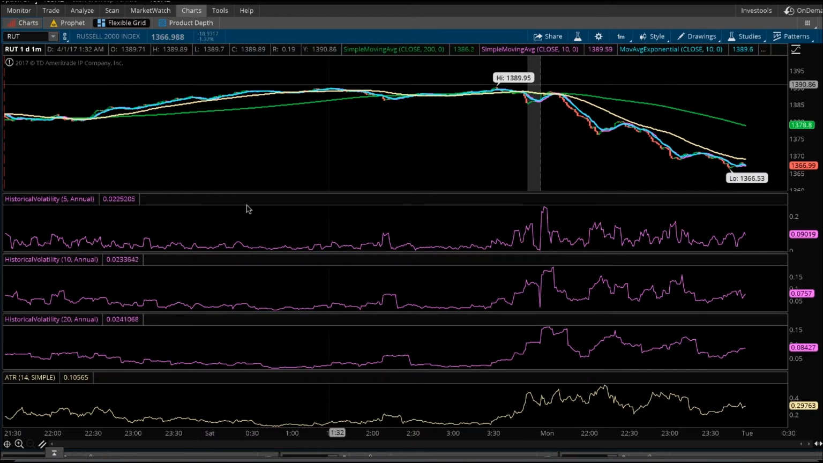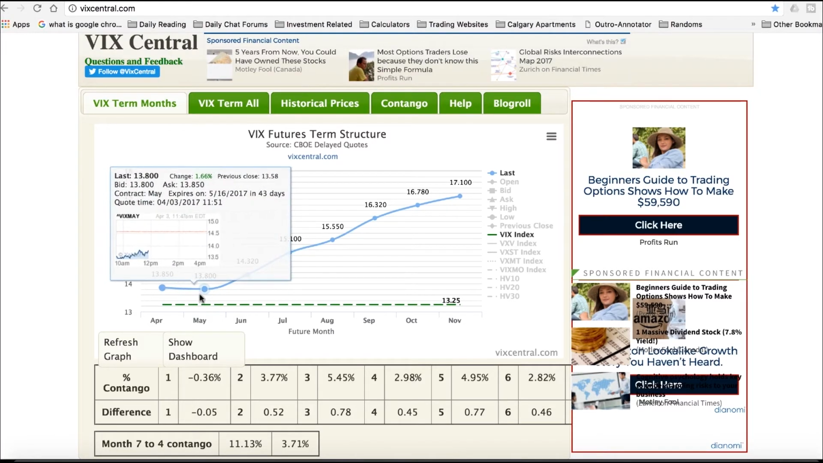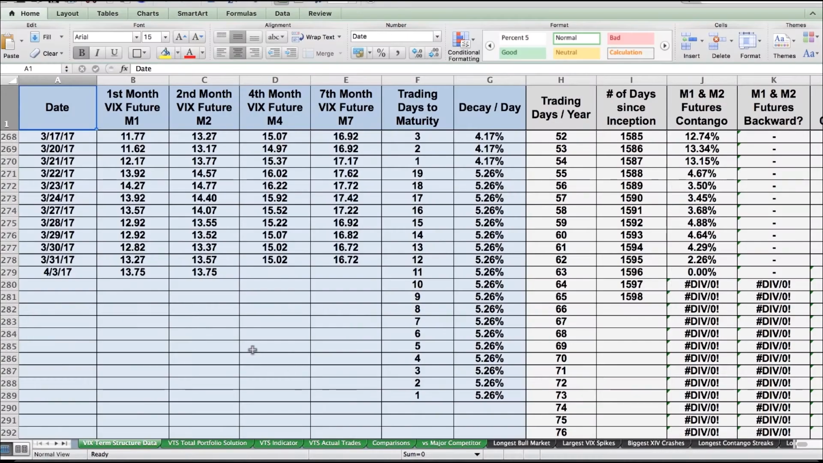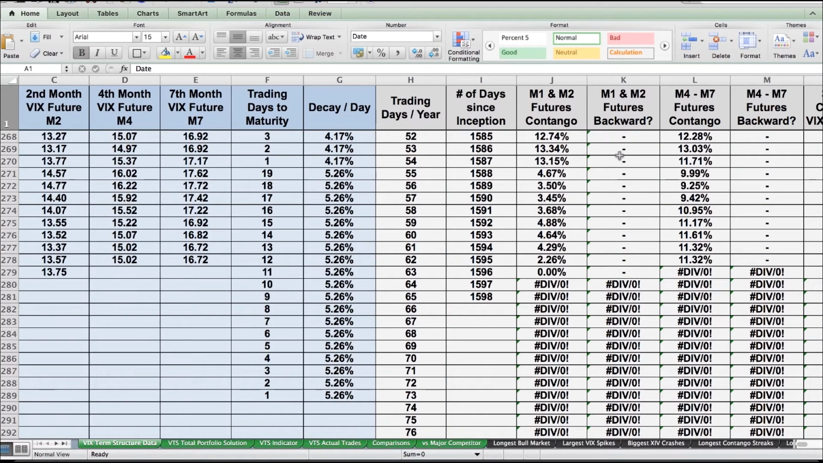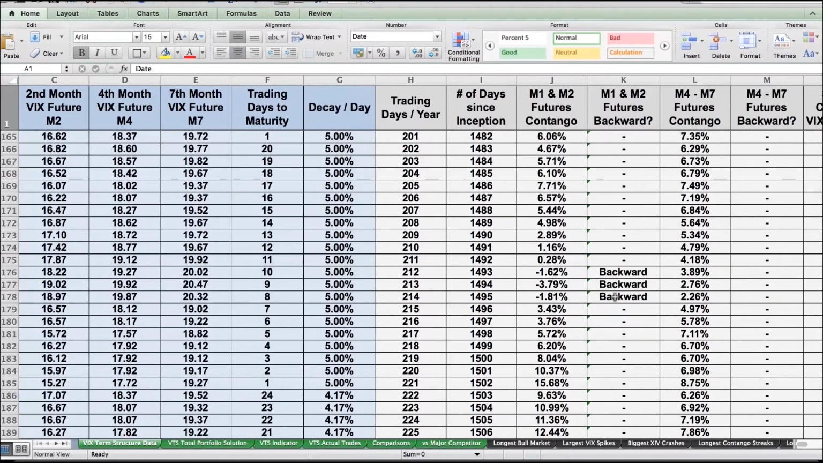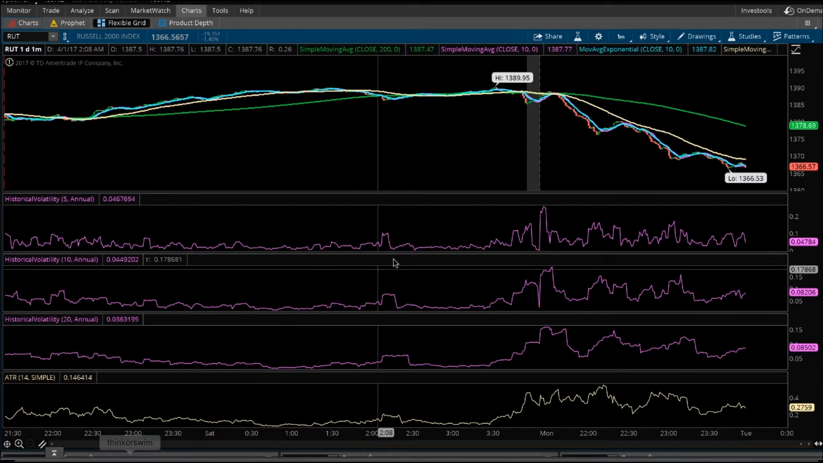And just as a side note, the VIX futures term structure actually went backwards today. You can see the front 2 months here. We're down about 0.36%, so it just ticked negative, and this actually hasn't happened in quite a while. If we go to my spreadsheet really quick, I've got a column here, M1, M2 is backwards. We can go all the way back here to this date, which is November 4th of 2016. So it's been a while, and we'll see how long this lasts.